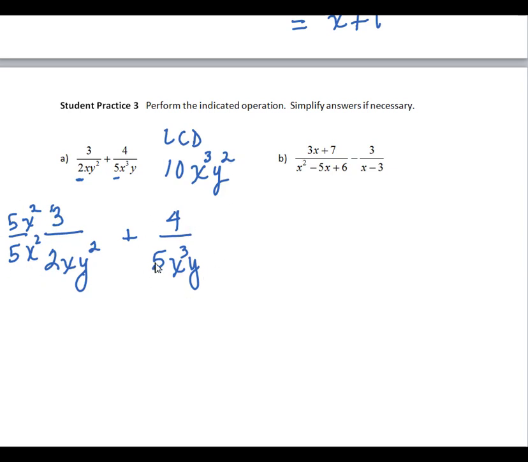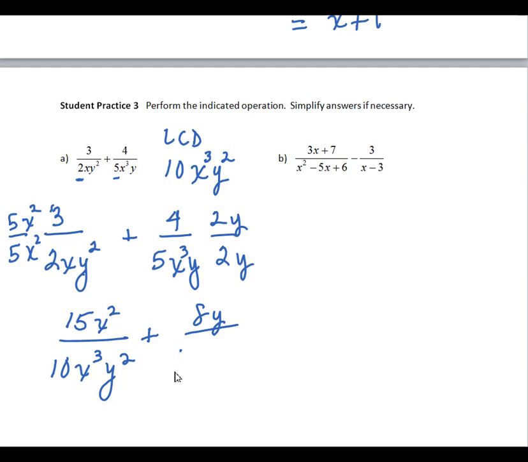Now on to the second fraction. I need a 10, I have a 5, so I'm going to multiply by 2 over 2. I have an x cubed and I need an x cubed, so I'm not missing anything there. Here I have a y and I need a y squared, so I need to multiply by y. So we'll multiply across. We've got 15, multiply our numerators here, 15x squared over 10x cubed y squared plus 8y over 10x cubed y squared.